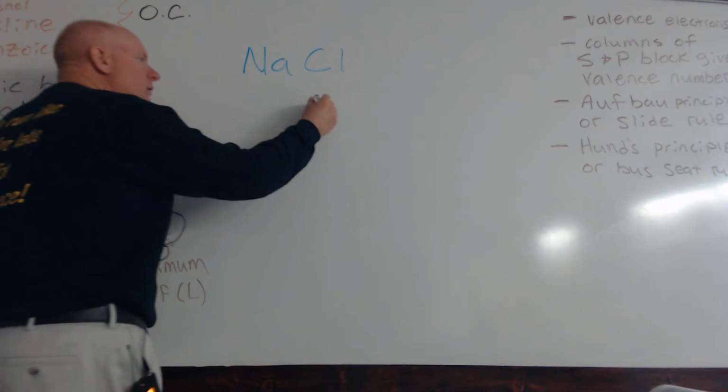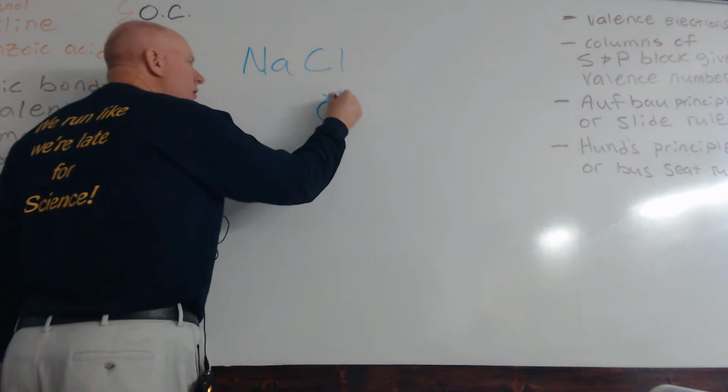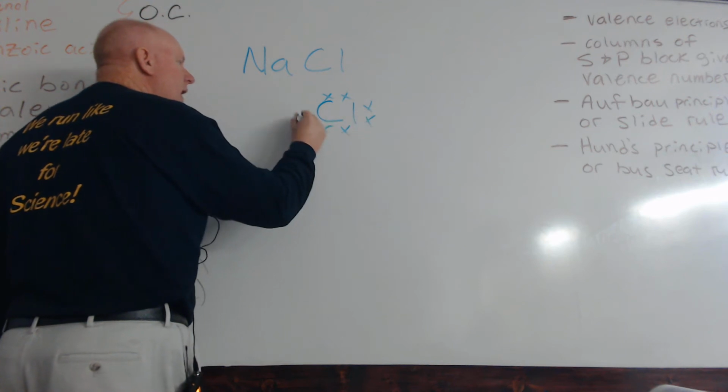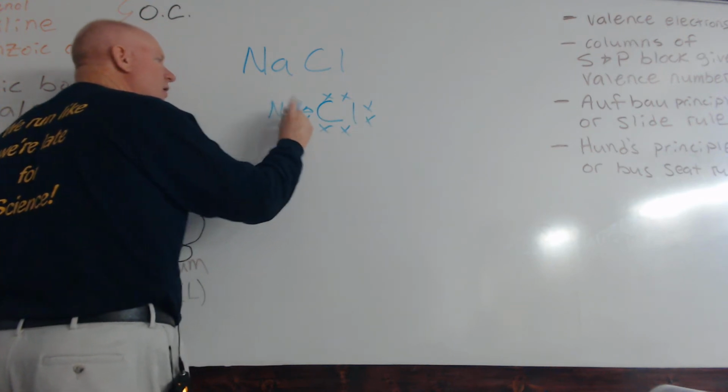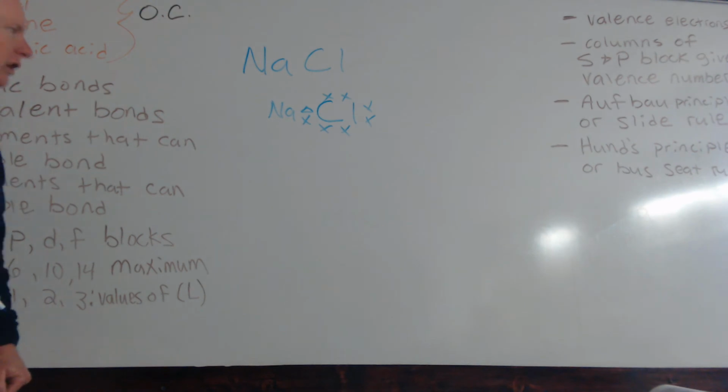And of course, we know that the column is going to be that of number 7 because it's a halogen, and then there's our sodium. And then we satisfied the octet rule.